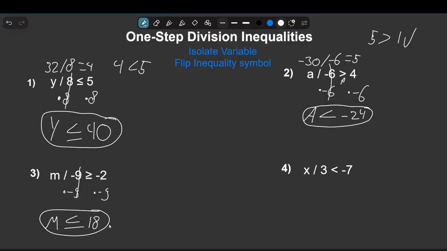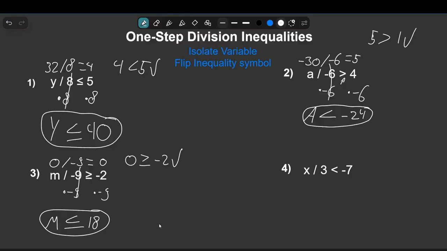We're going to use a test number again. For this test number, let's say 0, just for the fun of it. We do 0 divided by minus 9, and this equals 0, of course. As you can see, 0 is greater than or equal to minus 2, and this means we have the correct final answer.